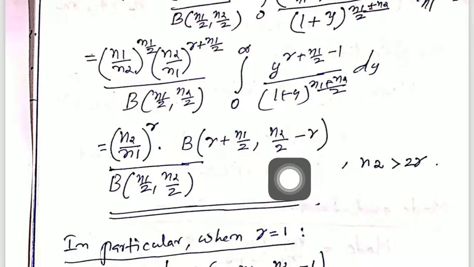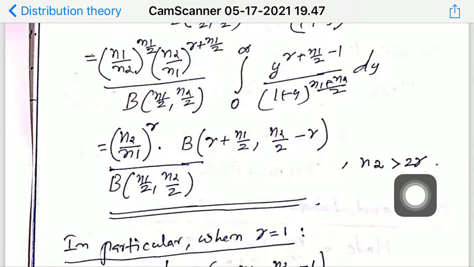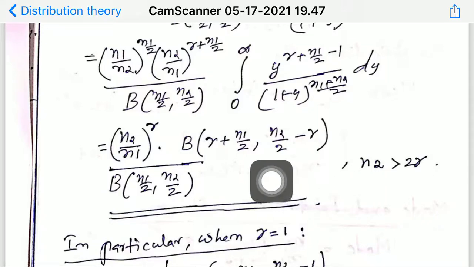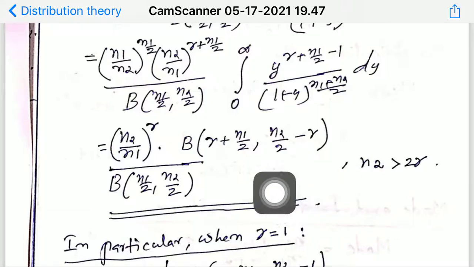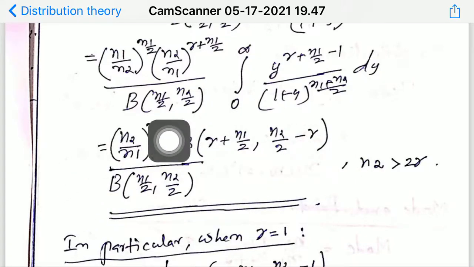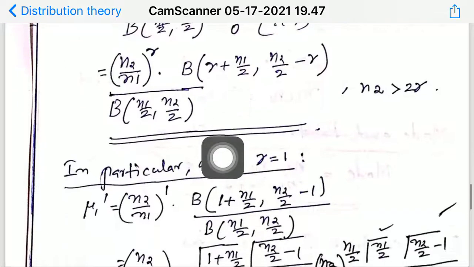You see, this is of course a positive integer, and this is a positive integer only if n2 is greater than 2r. That is, you have to have n2 by 2 minus r greater than or equal to 0. That is, n2 by 2 is greater than or equal to r, and therefore n2 is greater than 2r.